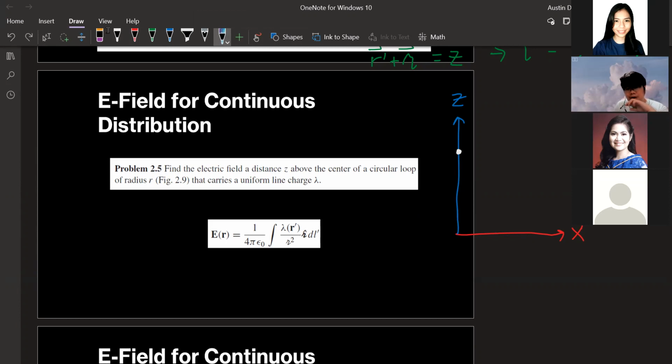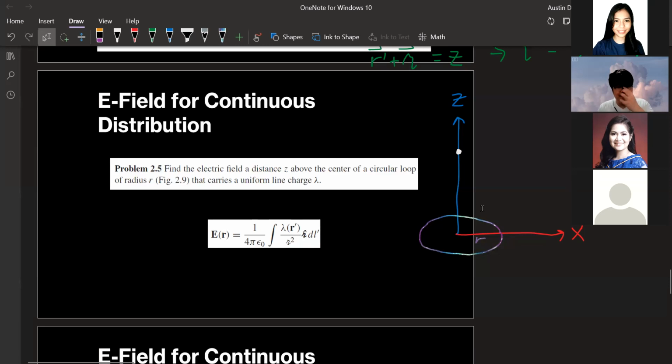Oops, too much. Ooh, rainbow. Okay, so we have a loop of charge, which is like this. And then, okay, radius r. So let's just put that this is r, so we don't have a hard time. Okay.